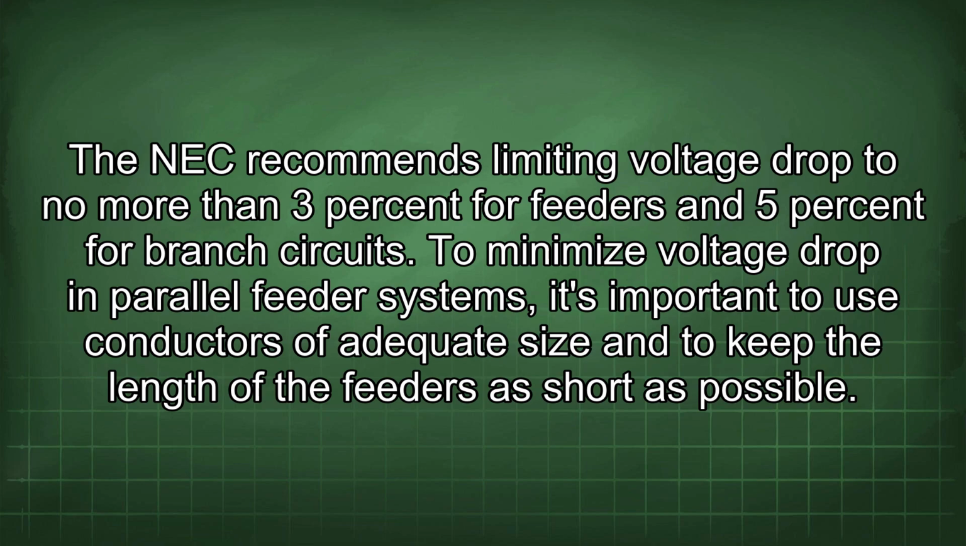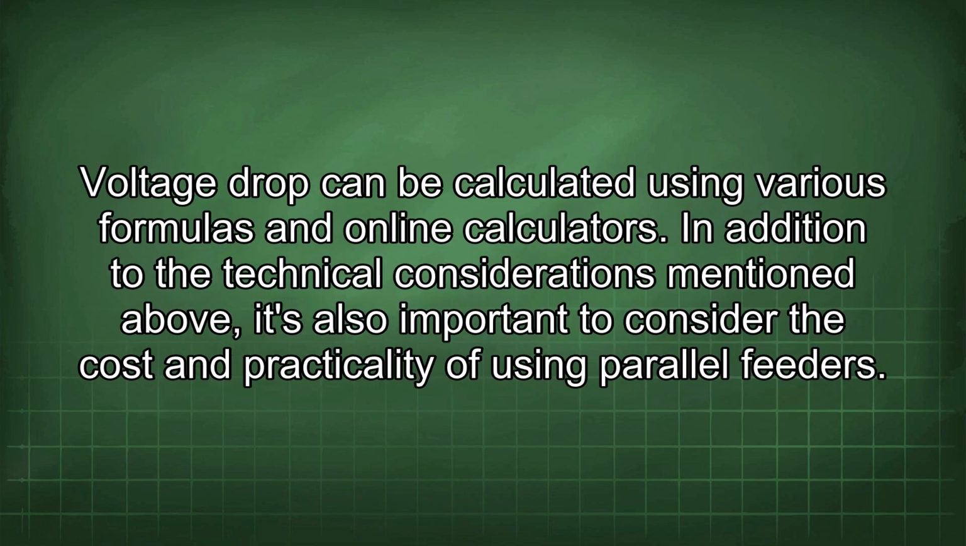The NEC recommends limiting voltage drop to no more than 3% for feeders and 5% for branch circuits. To minimize voltage drop in parallel feeder systems, it's important to use conductors of adequate size and to keep the length of the feeders as short as possible. Voltage drop can be calculated using various formulas and online calculators.